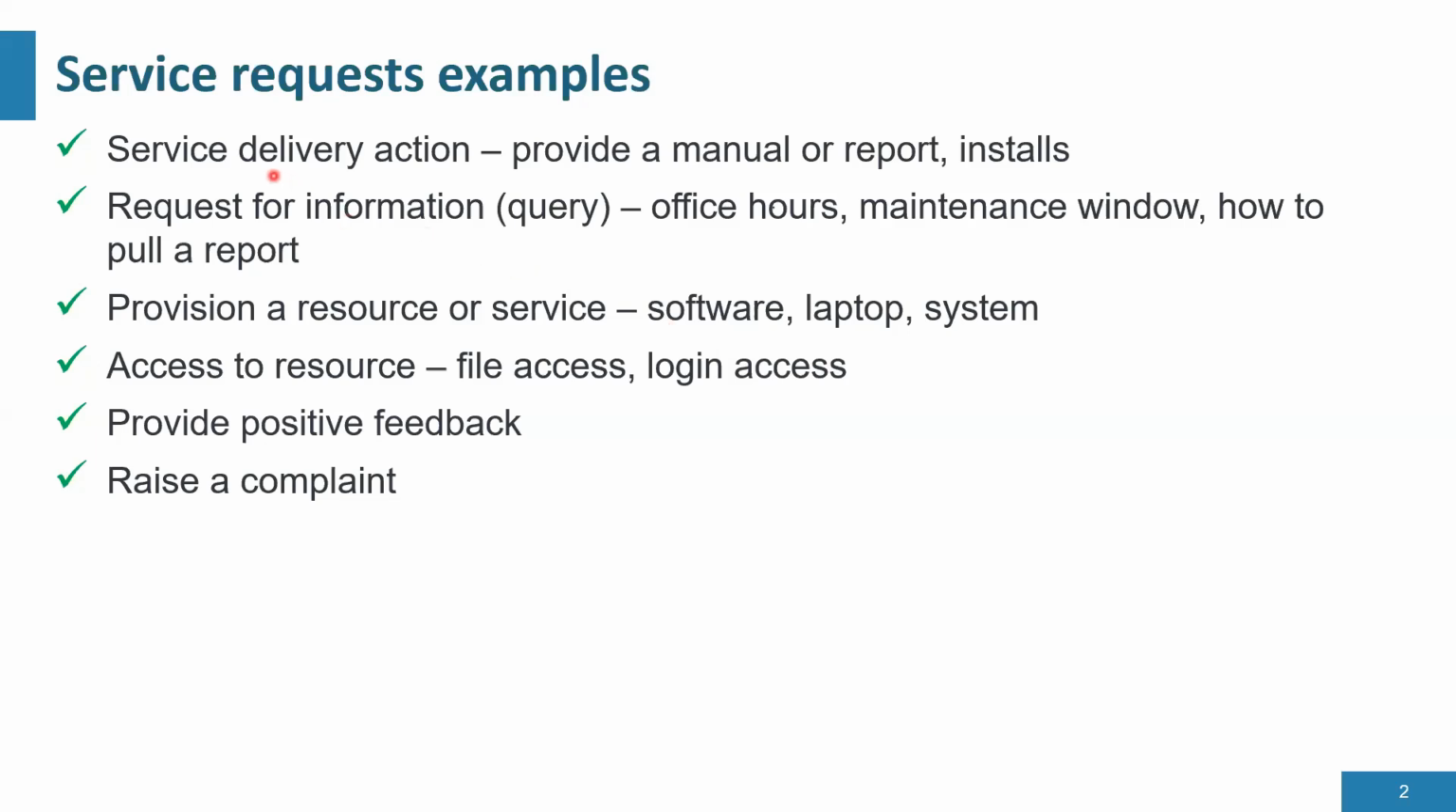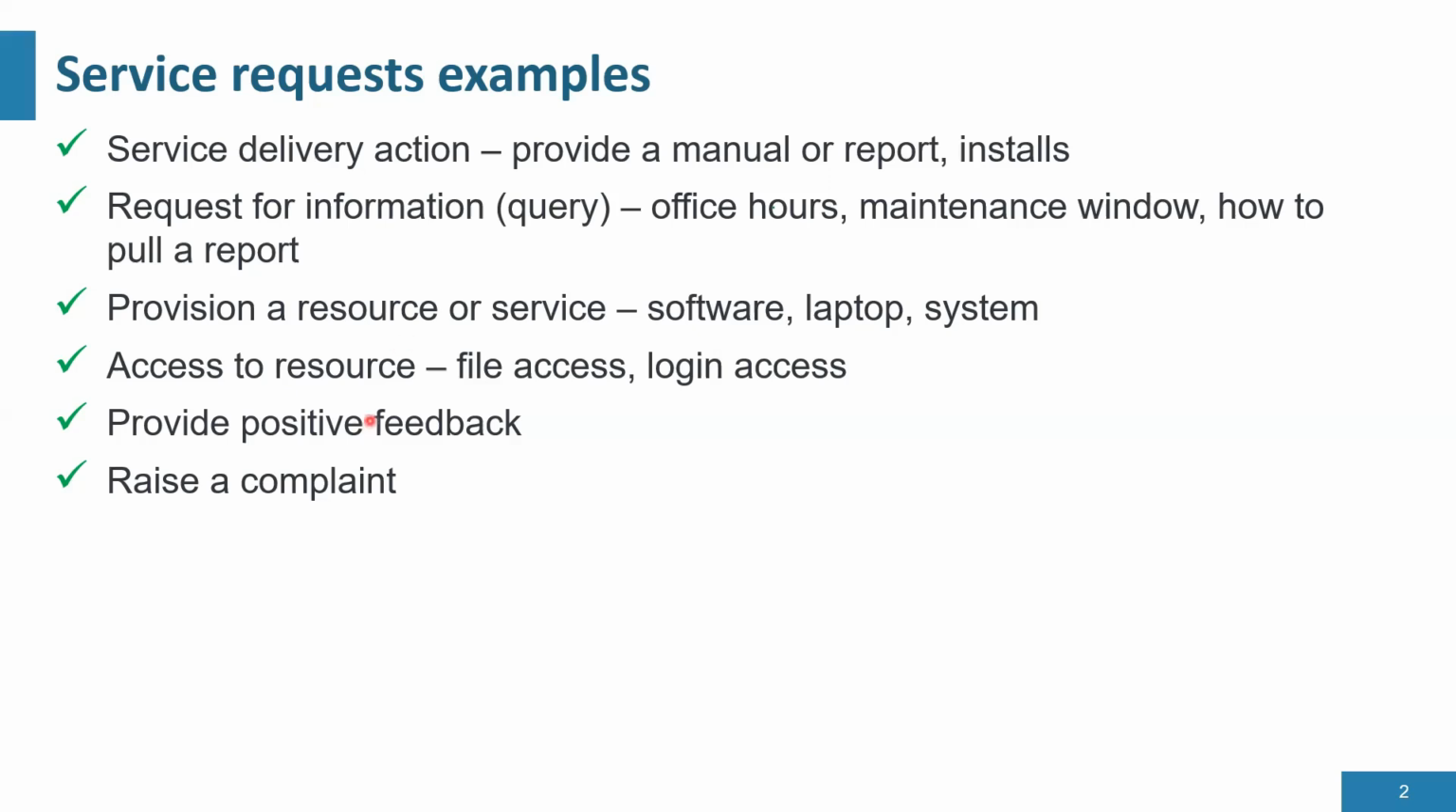A service delivery action request could be to provide a manual or a report, or to perform some installation of software or a server. Request for information, the second one, could be someone asking for office hours, why not, or maintenance window timings, or how to pull a report. So these are like queries. And the third one is provisioning a resource or service, for example, asking for a software or a laptop or a system. So you can see there is some overlap between the service delivery action and provision of a resource.